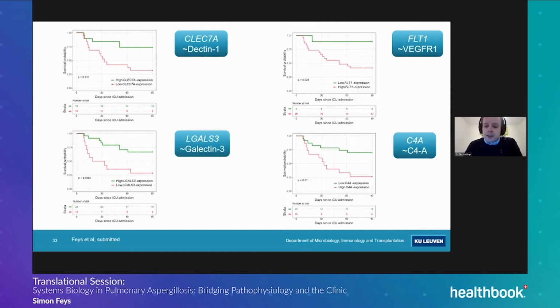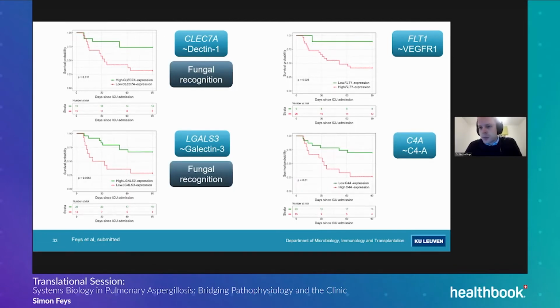Importantly, both dectin-1 and galectin-3 are very important for fungal recognition. For example, dectin-1 SNPs are linked to the development of aspergillosis in certain patient groups. And we found that the downregulation of these 2 genes, so possibly downregulation of fungal recognition, was associated with a higher mortality of these VAPA patients, while a higher expression of FLT1, which encodes the VEGF receptor, was linked with higher mortality.